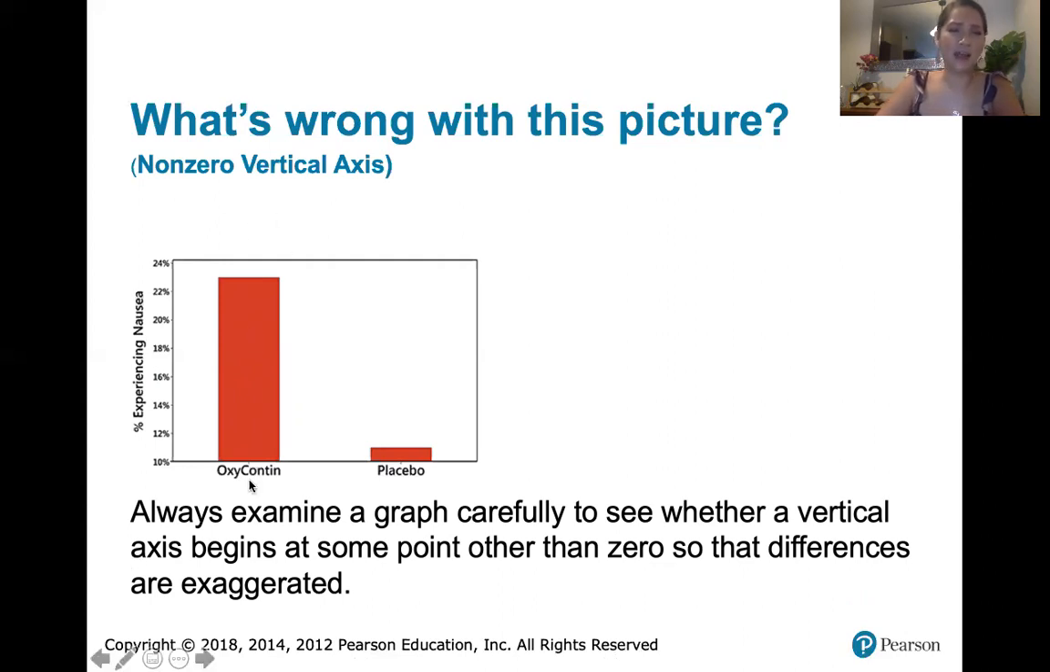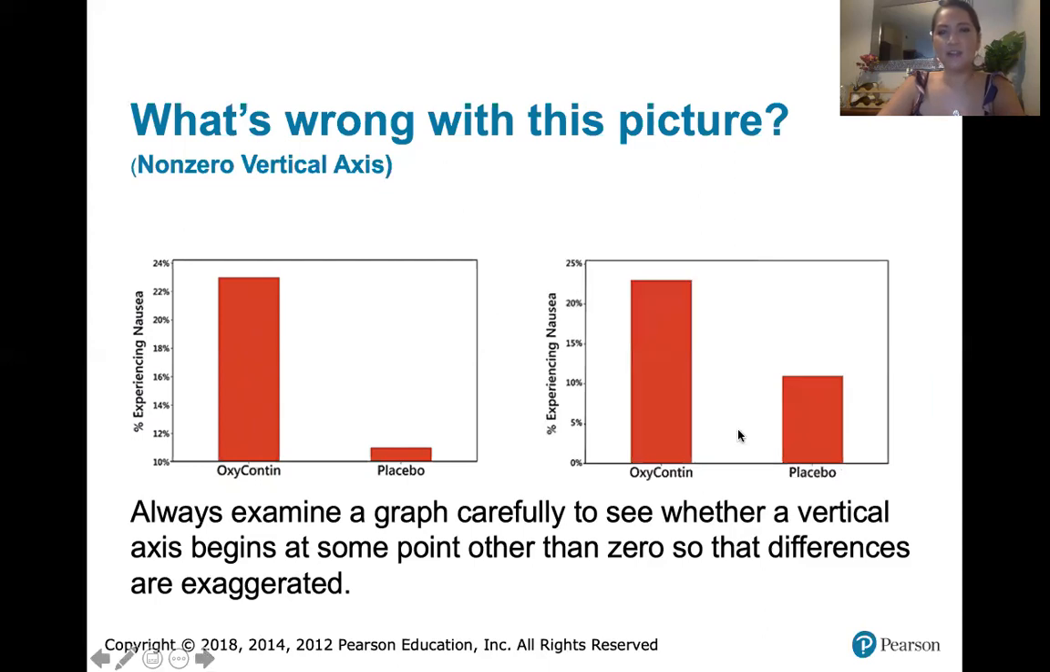When I look at this graph, it looks like the percentage of people experiencing nausea when taking OxyContin is 10 or 20 times more than the percentage of people experiencing nausea when they take the placebo. Let's recreate this graph, but instead of starting at 10%, let's start at 0% so that we're more accurately depicting that relationship.